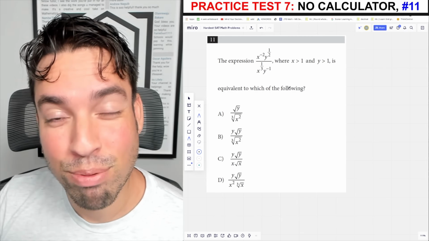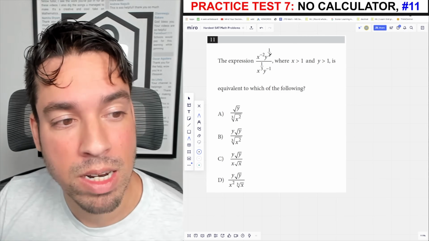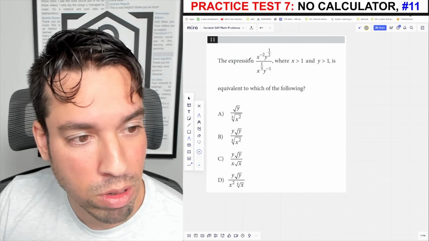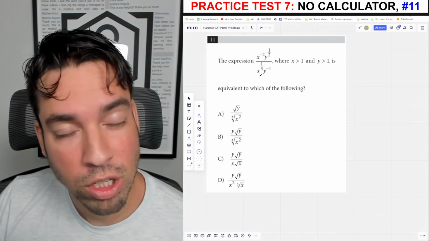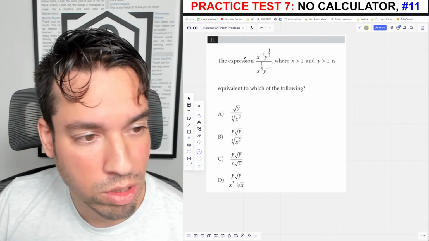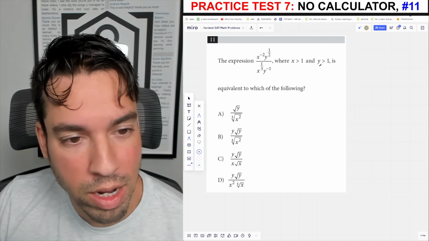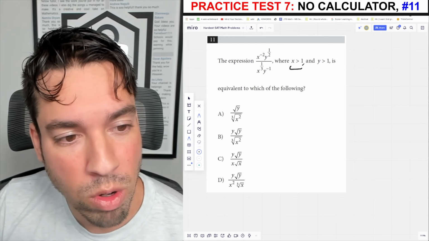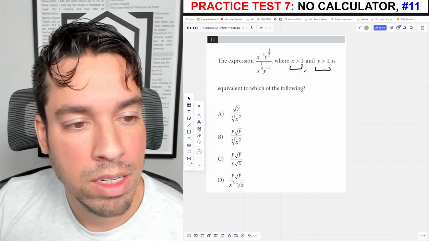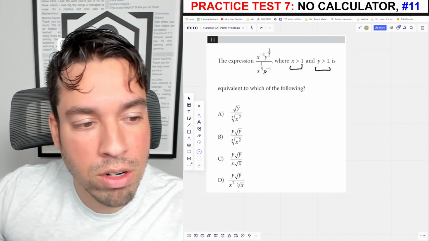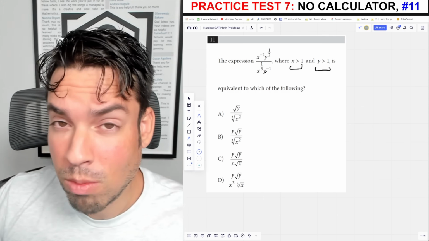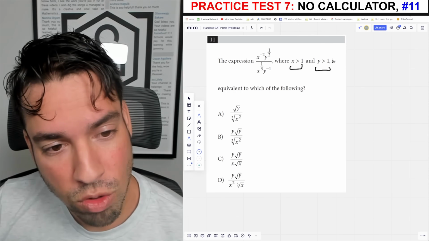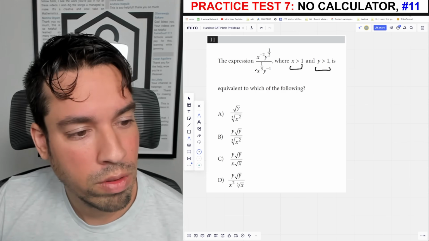All right, this is a pretty darn difficult and intimidating looking rational exponents problem. So we're going to break it down step by step. We also have to use exponent rules to simplify it. So it says the expression here, where x is greater than 1, y is greater than 1. Again, we don't really have to worry about these because these are just so we're out of the possibility that we're going to get some weird answer. So just kind of, yeah, great, but we don't really pay attention to that. Is equivalent to which of the following?